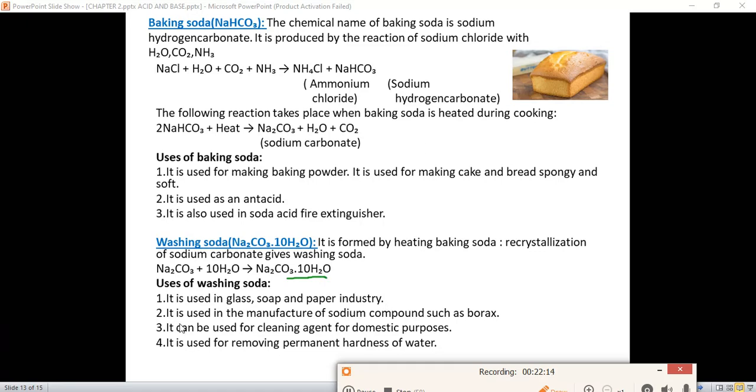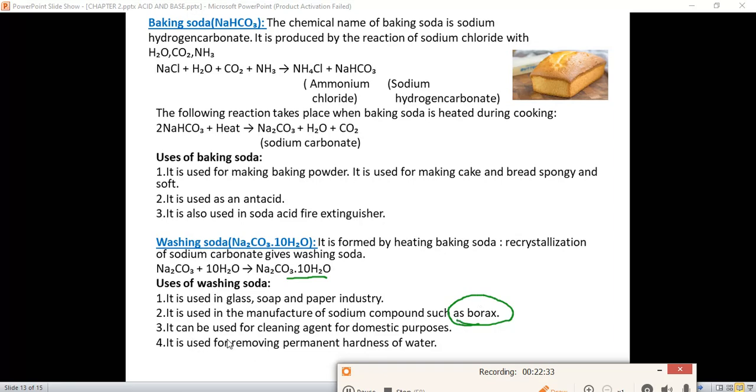Uses of washing soda. There are many uses of washing soda. It is used in glass, soap and paper industry. It is used in the manufacture of sodium compounds such as borax. This borax is used in medicines, etc.